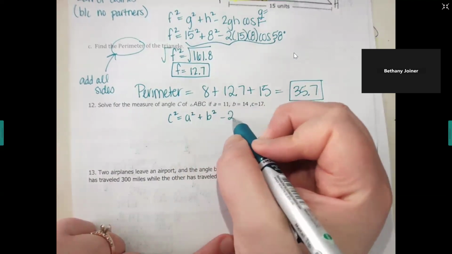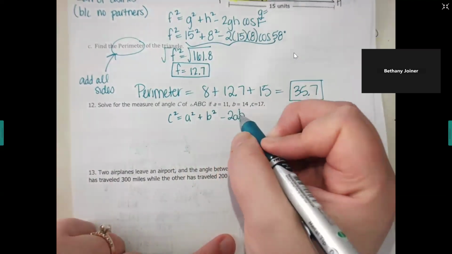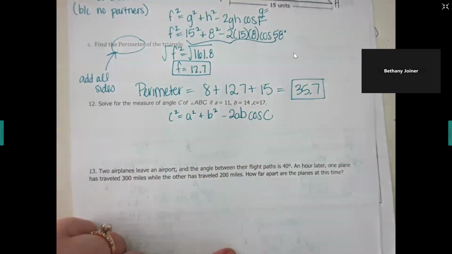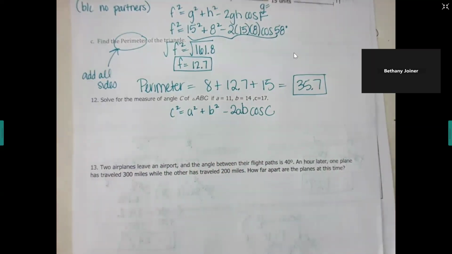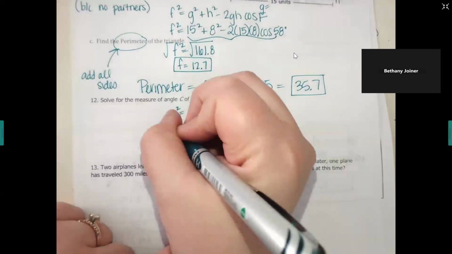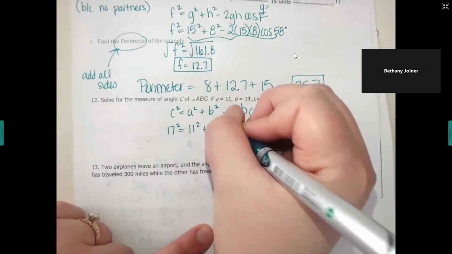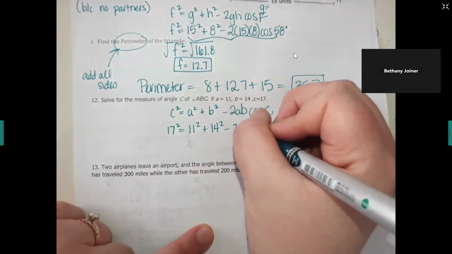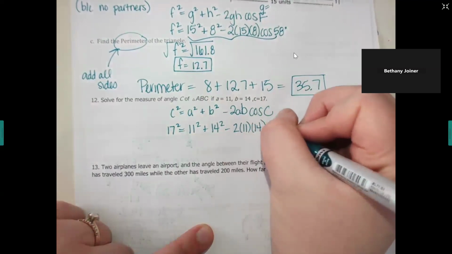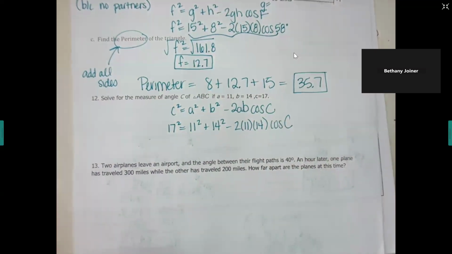And then minus. Good. Very good. Okay, but now remember that when I'm plugging in my A, my B, and my C, they're all littles. So that means I'm putting my C value here. Okay, and this is going to be the C that I don't know. The capital C will be the unknown here. So it'll be 17 squared equals 11 squared plus 14 squared minus 2, 11, 14 cosine capital C.